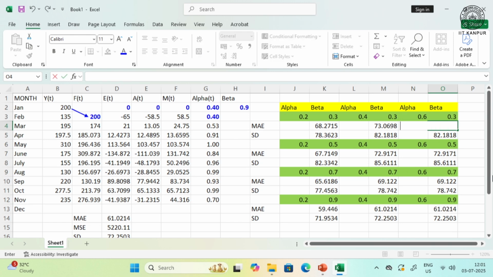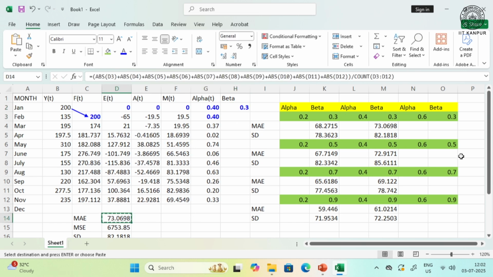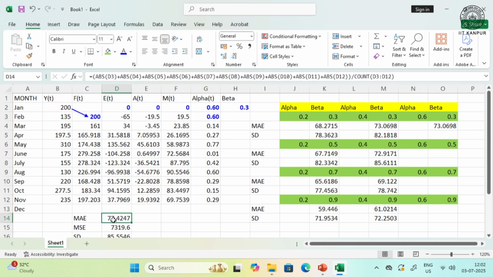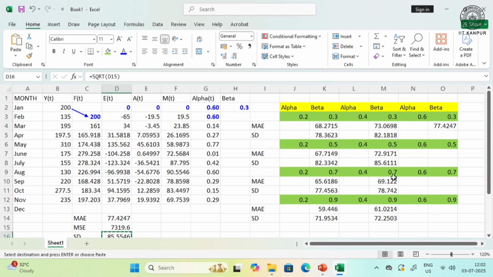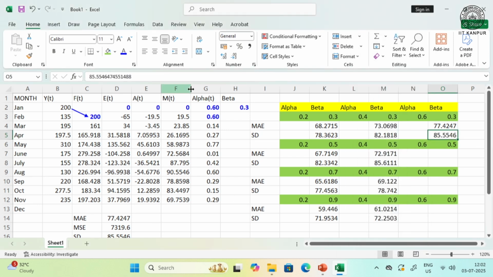and I will consider again 0.3, 0.5, 0.7, 0.9 for beta. So, let me again write them in the table. For 0.3, it is 73.0698, there is not much of a change. Oh, this will be 0.6, sorry. So, it's 77 and this is 85.